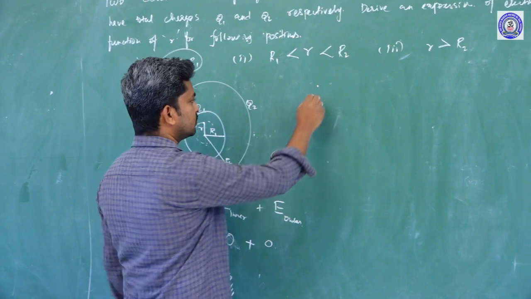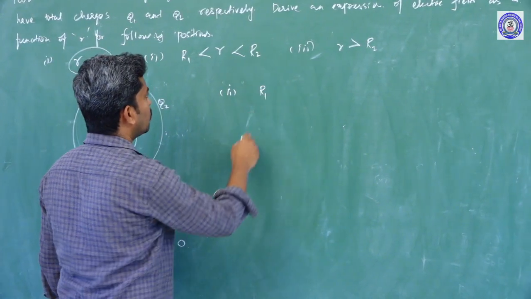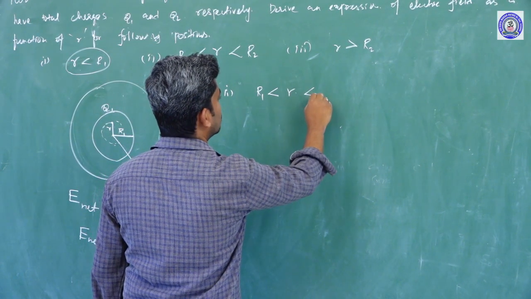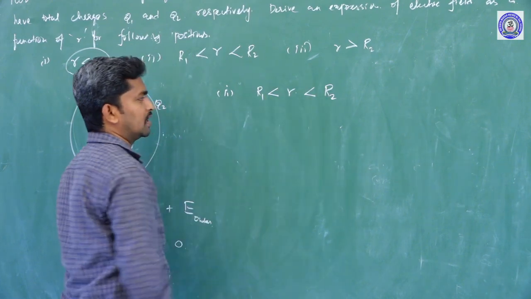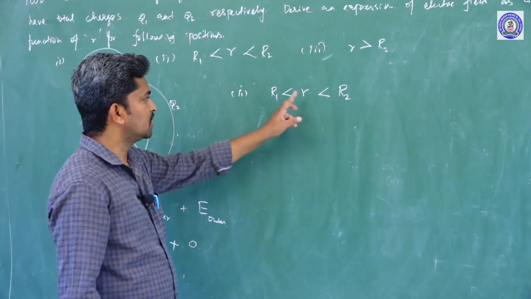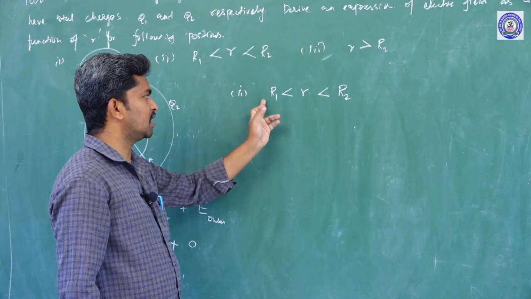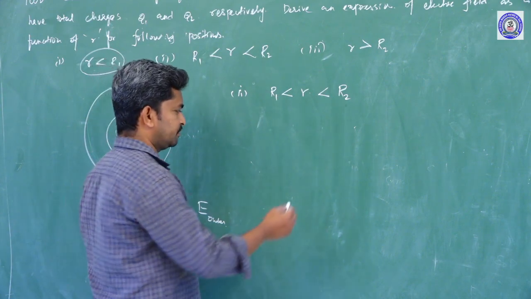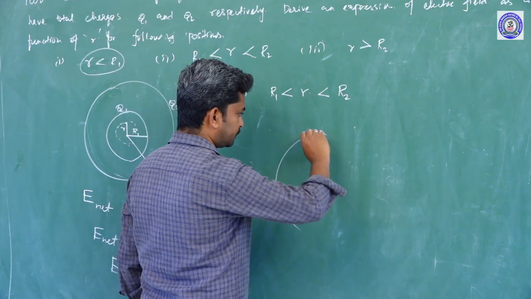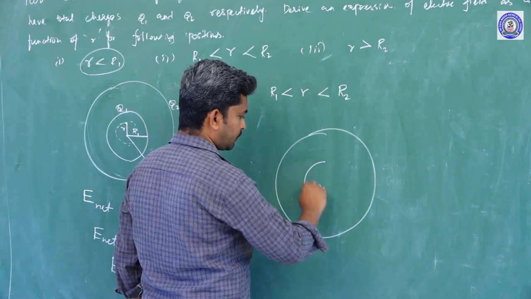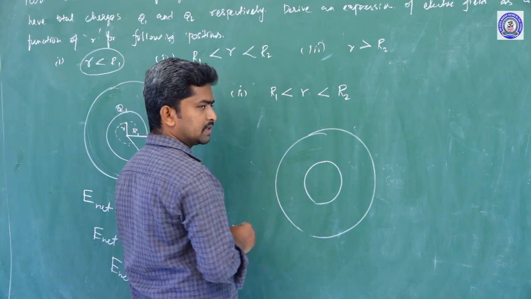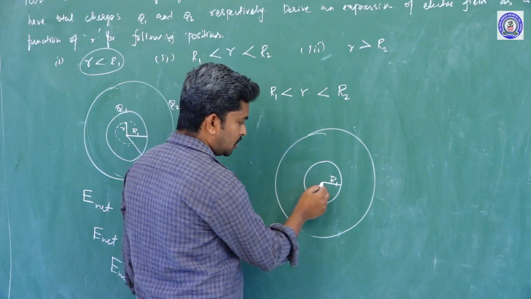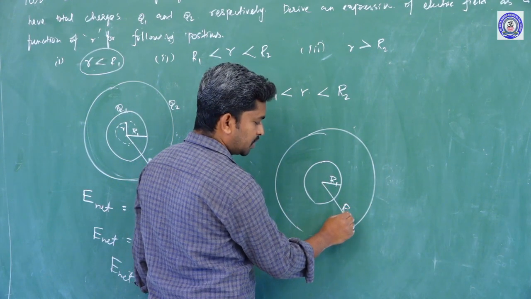And the next condition, r1 less than r less than r2. Consider the point. The r value is greater than the inner sphere radius but less than the outer sphere radius. Consider the point on the graph. This is the inner sphere, the radius of the inner sphere is r1, and this is the radius of the outer sphere r2.